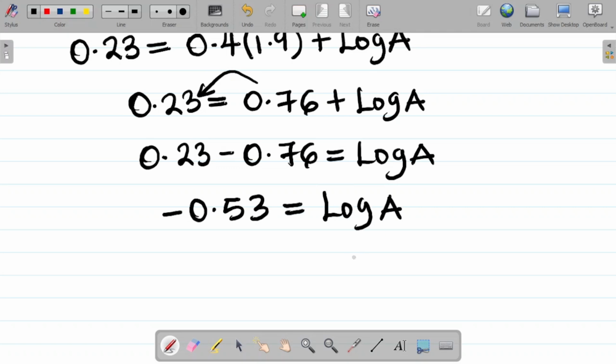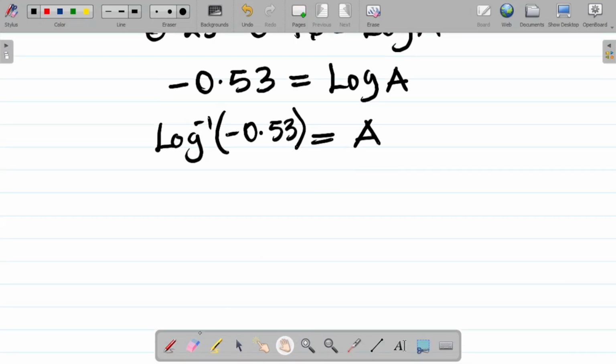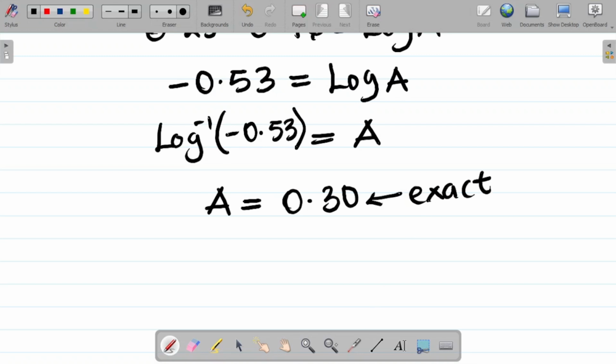So to get A, I will take the anti-log of that number, the log inverse or anti-log of minus 0.53. Alright, so I'll punch this with my calculator. The anti-log of minus 0.53 is 0.30. This becomes the exact value of A, 0.30.